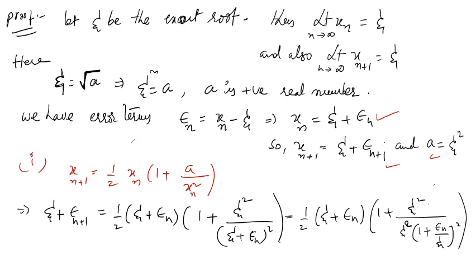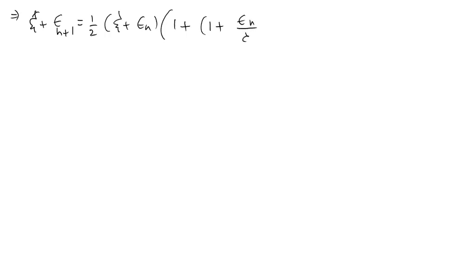Taking xi common in the denominator, outside it becomes xi square, (1 plus epsilon n by xi) whole square. Now this xi square gets cancelled. Take the denominator part to the numerator. Thus xi plus epsilon n plus 1 is equal to 1 by 2 (xi plus epsilon n) times (1 plus (1 plus epsilon n by xi) whole power minus 2).